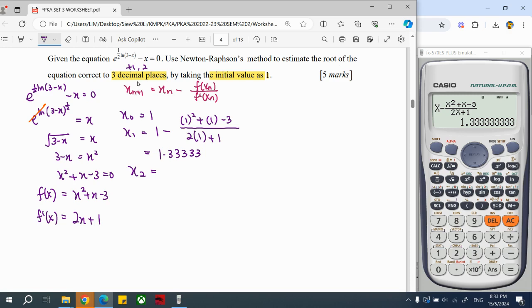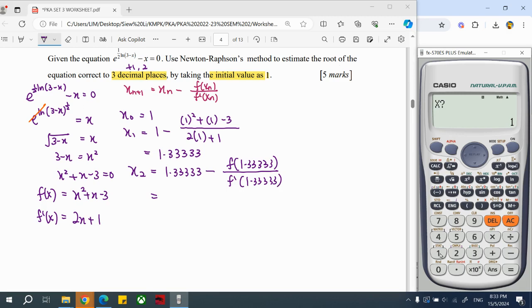So for x2, again, we need to show how we substitute to get x2, substitute into the function, differential function, and you will repeat the procedure until we get repeated x.